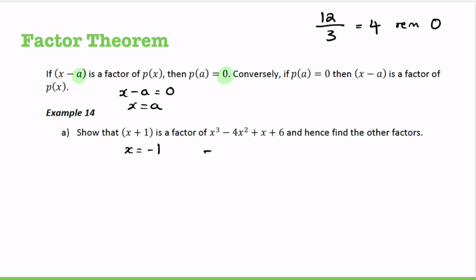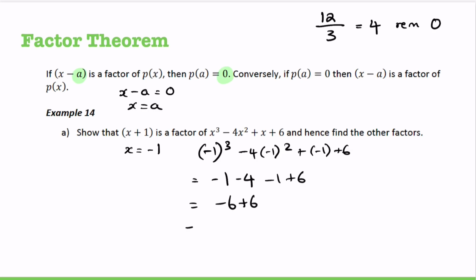So let's substitute that in: -1 all cubed, minus 4 times -1 squared, plus -1, plus 6. -1 all cubed remains as -1. However, -1 squared makes it a positive, times -4 will be -4, minus 1, plus 6. So -1 minus 4 minus 1 is -6, plus 6 is 0. So in fact, when I substituted in -1, I received an answer of 0, which means the remainder of this expression is going to be 0.